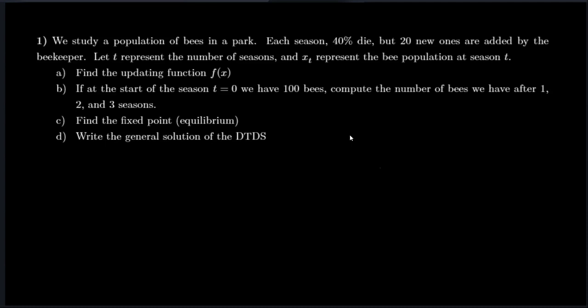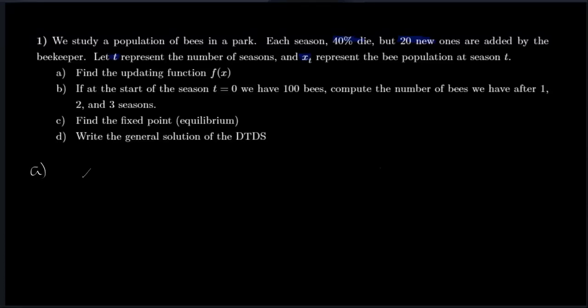So we have a population that we are studying. Let's say it's bees in a park. Each season, 40% of them die, but we also add 20 additional newbies by the beekeeper. If we let T represent the number of seasons and X of T be the bee population at season T, we are asked to find the following, starting with the updating function.